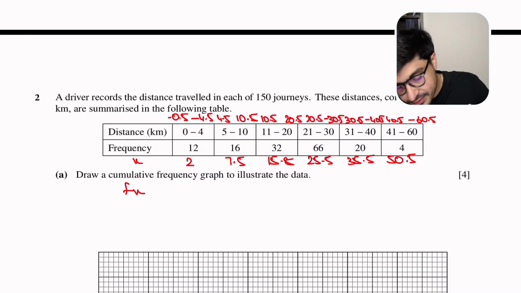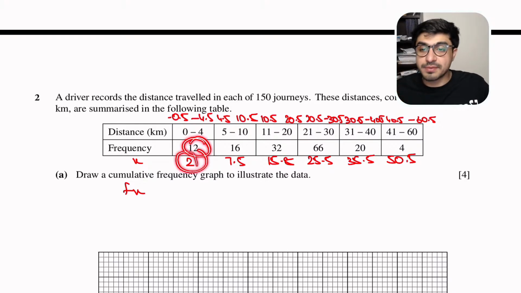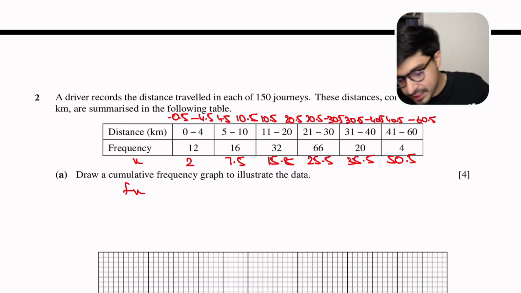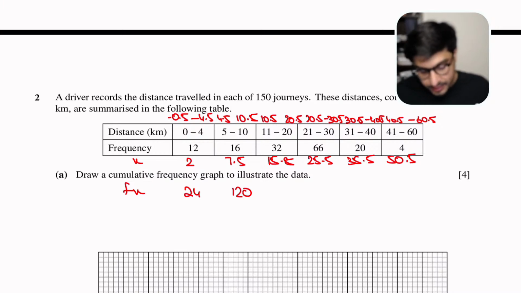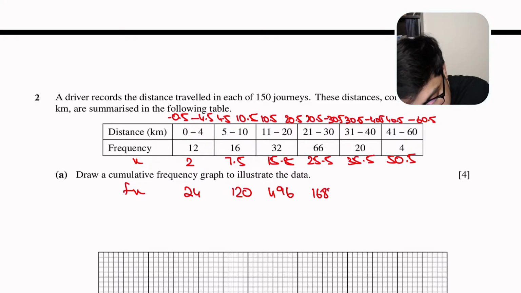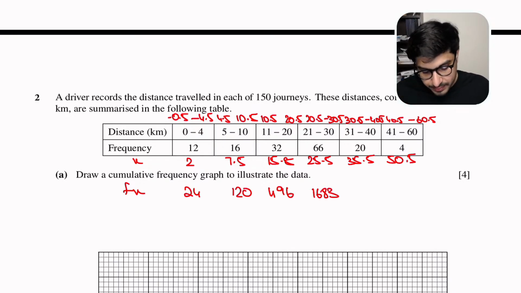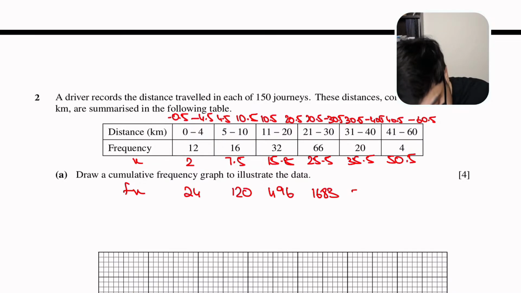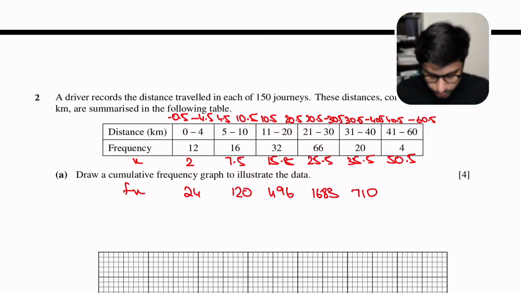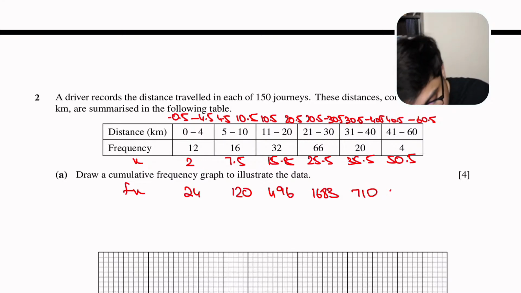So fx is literally just frequency multiplied with the x values. So it's going to be 24 in this case. 16 multiplied by 7.5 is going to be 120. And then 15.5 multiplied by 32 is going to be 496. Then 25.5 multiplied by 66 is going to be 1683, and then 35.5 multiplied by 20 is going to be 710, and then 50.5 multiplied by 4 is going to be 202.